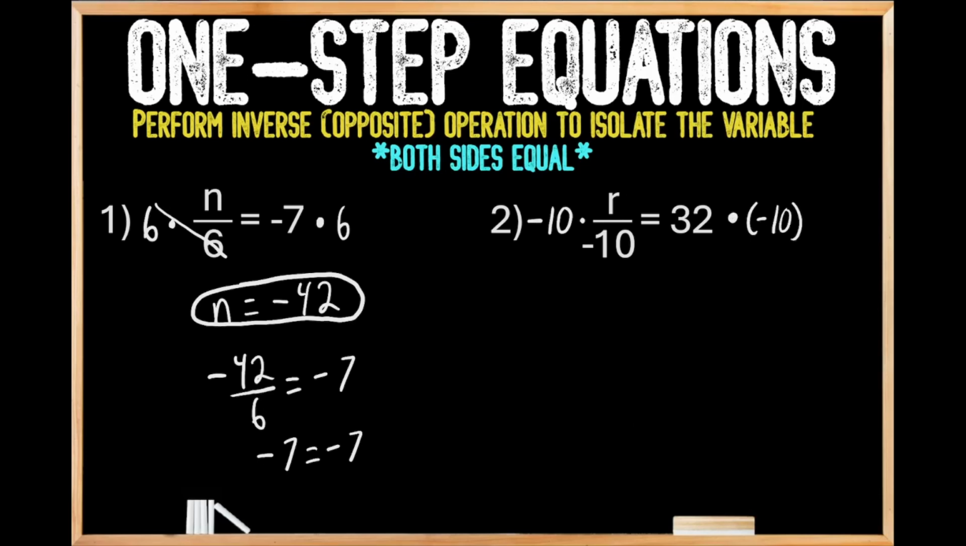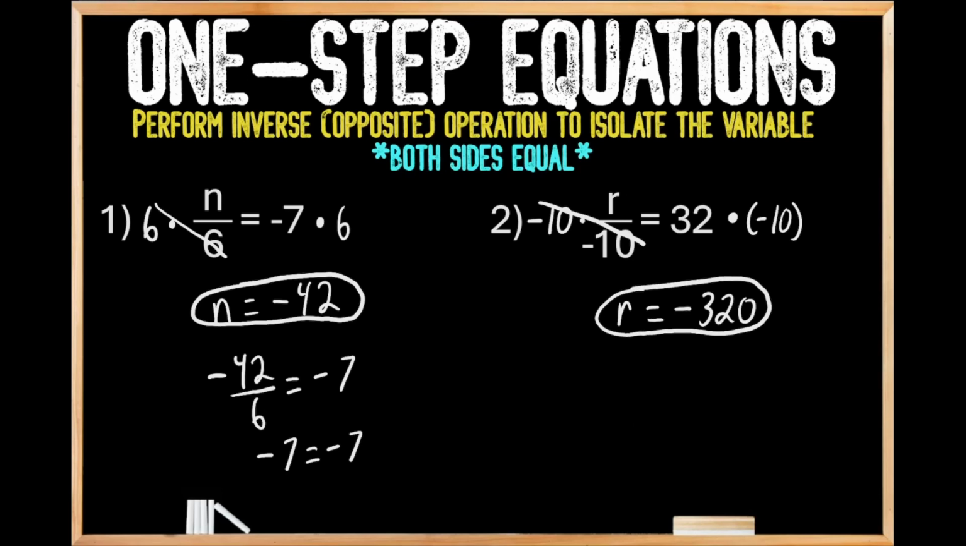Starting out with the left-hand side here, multiplying by -10 and dividing by -10 cancel each other out, so now our variable of r is isolated. And then for the right-hand side, we're going to be multiplying 32 times -10. And since we're multiplying a positive by a negative, we're going to be getting a negative product. So when we multiply 32 times -10, we get -320. So r is equal to -320.